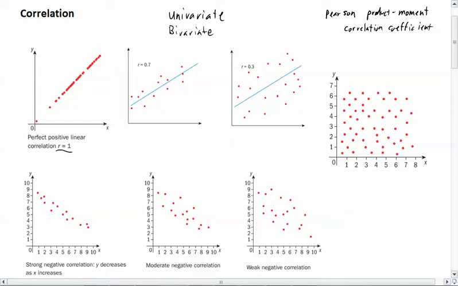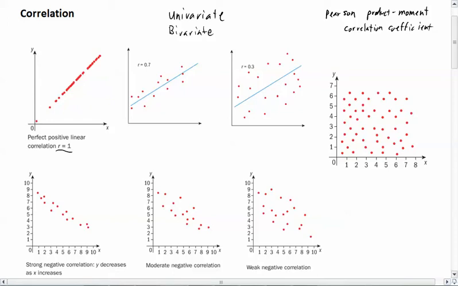Now, if it's a perfect negative correlation, then the points will be in a straight line going down, which means as X increases, Y decreases. So when we're talking about positive or negative, we're really talking about Y. Does Y increase as X increases, or does Y decrease as X increases? So we go from left to right for the X, and then we talk about what's happening to Y. If it was a perfect negative linear correlation, then we would say r equals negative 1. So the positive and negative demonstrate whether it's a positive or negative correlation.